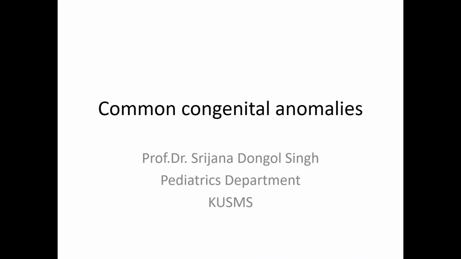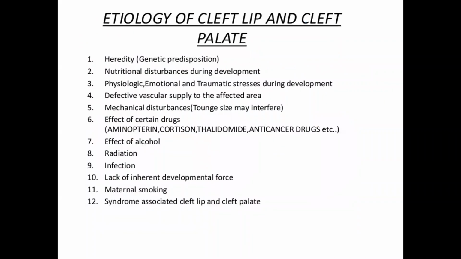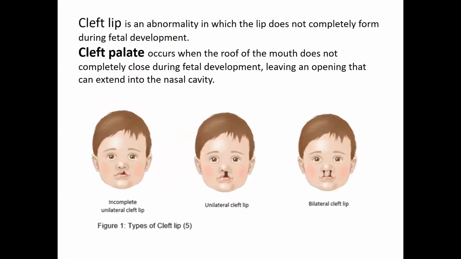So today we are going to discuss the common congenital anomalies in newborn babies. First, coming to cleft lip and cleft palate. This is the most common congenital anomaly that you will encounter when we are doing rounds or when the baby is delivered.